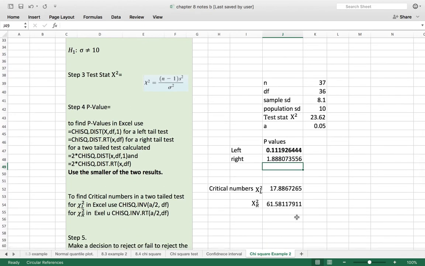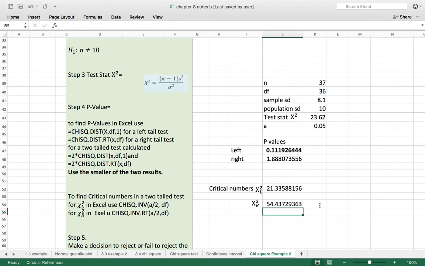So I do want to go ahead and help you find the critical numbers. For the left critical number, we'll use chi-squared inverse. And since it's a two-tailed test, we have to use our alpha level over 2 and our degrees of freedom. Let's make sure we've got it. 0.05 divided by 2, and our degrees of freedom is 36. And 0.05 divided by 2, and our degrees of freedom is 36 for the chi-squared right.